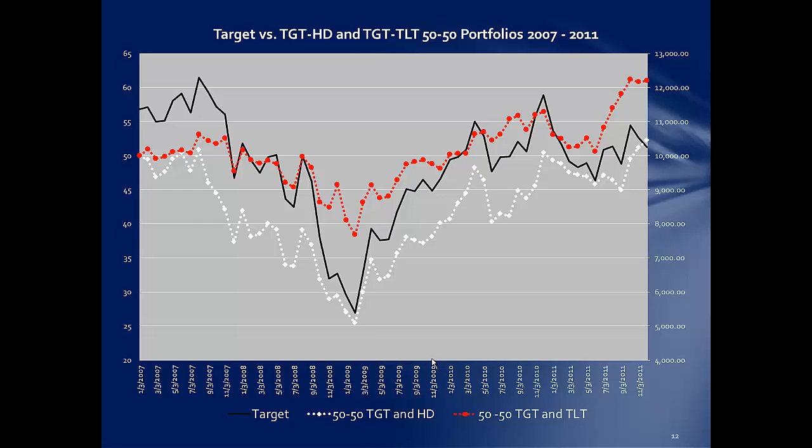The black line is the Target stock. That was the original stock that we started with, and then we were either adding Home Depot or adding a Treasury ETF. Well, the white dotted line represents a portfolio that is comprised of both Target and Home Depot. The red line represents a portfolio that is a combination of Target stock and the Treasury's ETF. What we take from this is that combining Target stock with the Treasury's ETF provides a much less volatile, much smoother portfolio than combining Target with Home Depot. What I mean is that the red dotted line is clearly less volatile than the white dotted line.